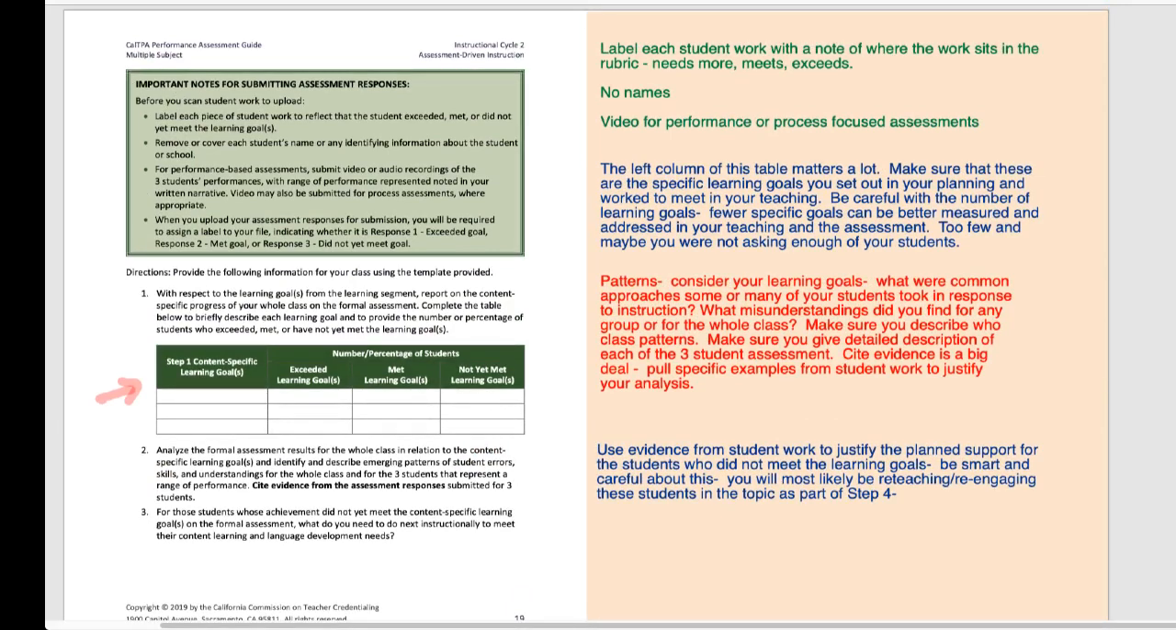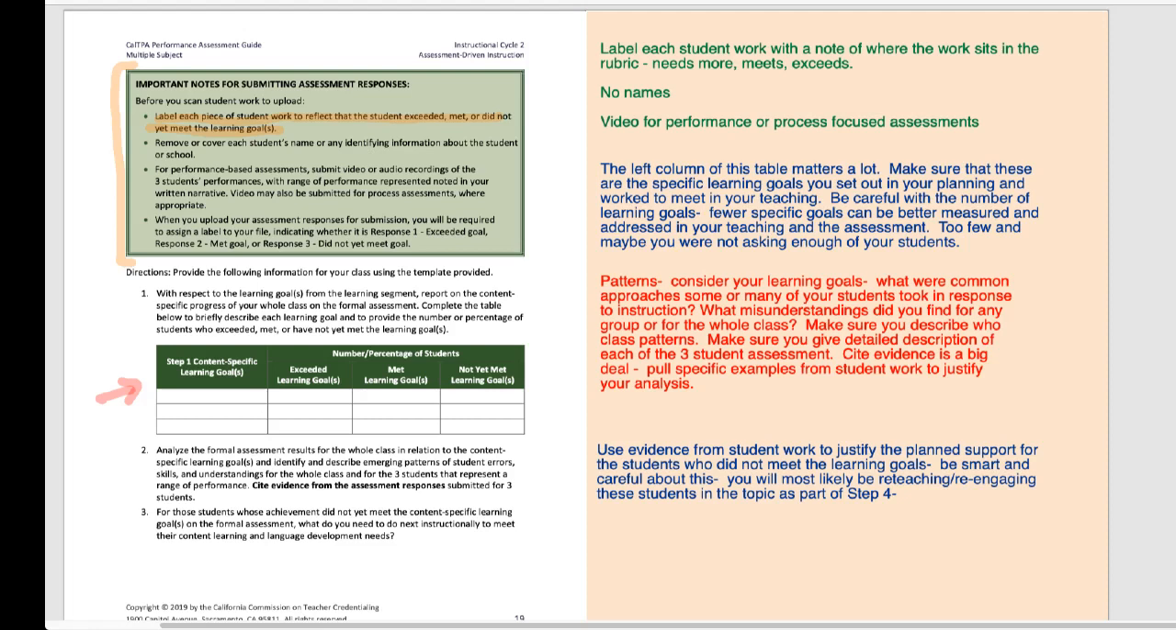All right. So this first box at the top is all practical work. So let's talk about it, make sure we get it straight. Important notes for submitting assessment responses. Before you scan student work to upload, label each piece of student work to reflect that the student exceeded, met, or did not yet meet the learning goal. And you should label that, and if you're going to actually include their rubric responses and your feedback on it, include that too. Don't think one will do the other.